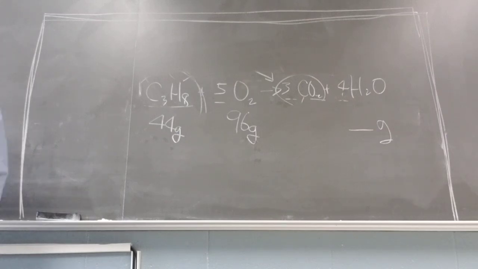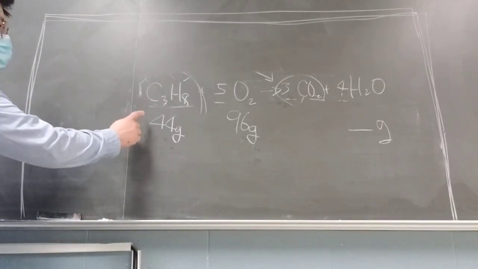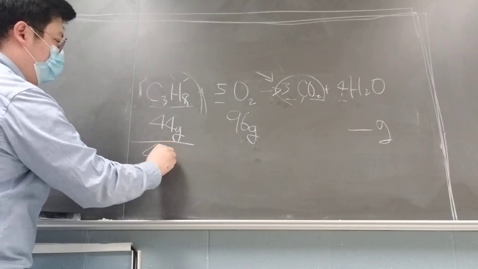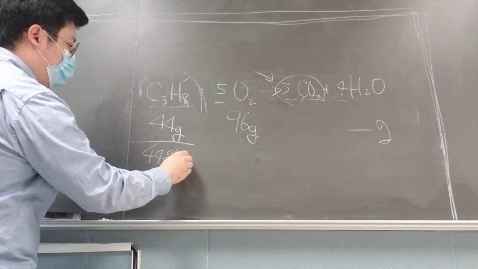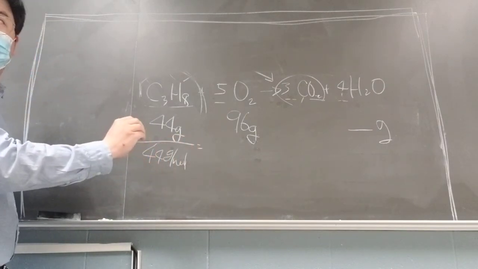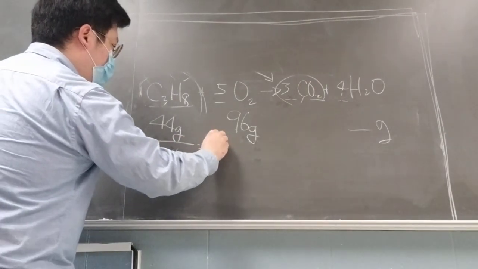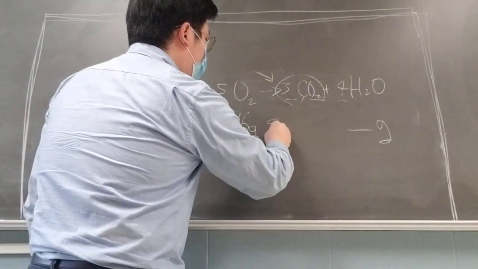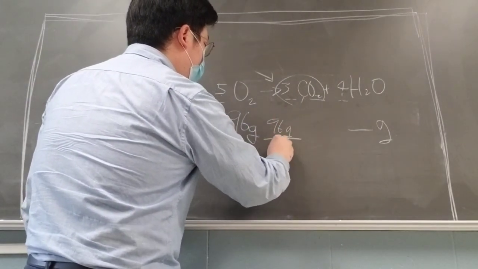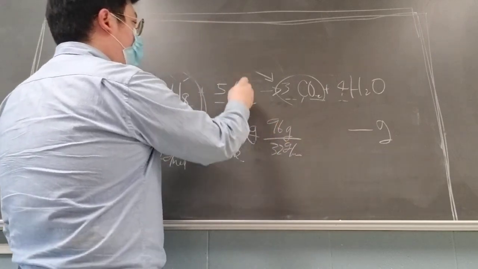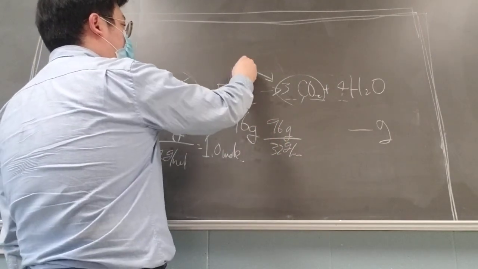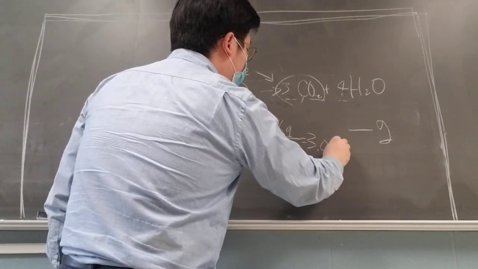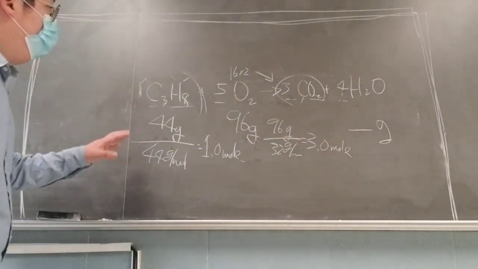All right, so how many moles do you have over here? One, right? Perfect. And for this one, 96 grams over 32 grams per mole, because once again, this is 16 but diatomic, so 32. So with that, it will be 3 moles. Perfect. Great.